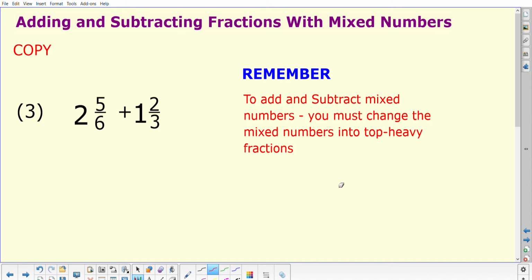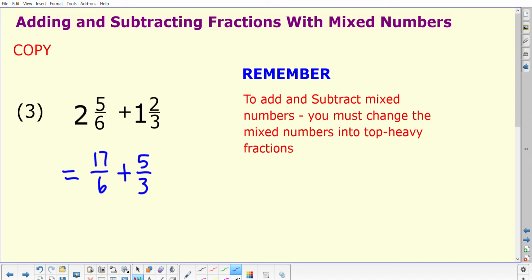Right, to add and subtract mixed numbers, you must change your mixed numbers into top-heavy fractions first. Once you've done that, it's then the same process as you've met before. So here, that would become 2 times 6 is 12, add on the 5 would make you have 17 sixths. You've got 1 times 3 is 3, add on 2 would be 5 thirds.